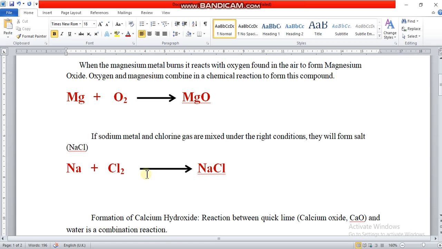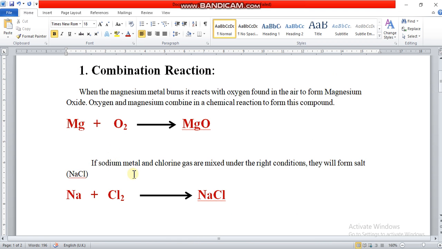Similarly, if sodium metal and chlorine gas are mixed under the right conditions, not all the time, only under the right conditions, they form salt, which is sodium chloride, NaCl, also known as common salt. So here you can see sodium and chlorine under the right conditions form this compound. It is also an example of a combination reaction, because sodium and chlorine gas are combining to form a single substance, sodium chloride.